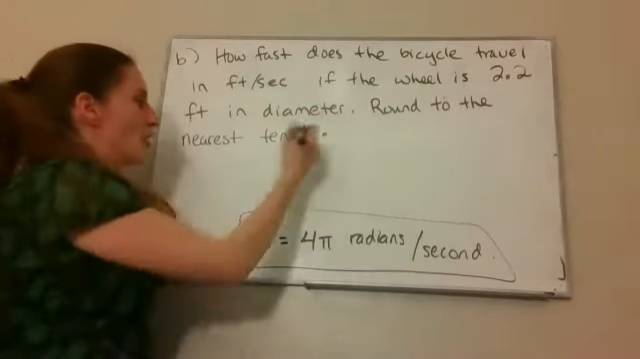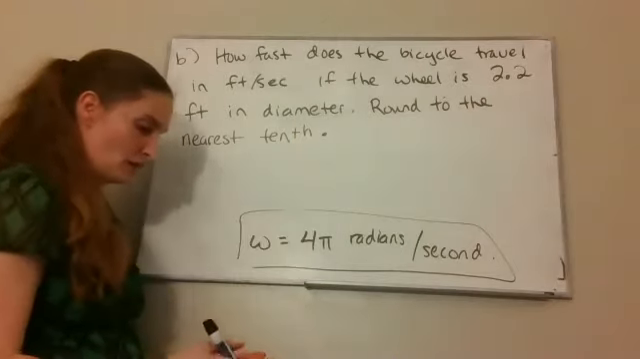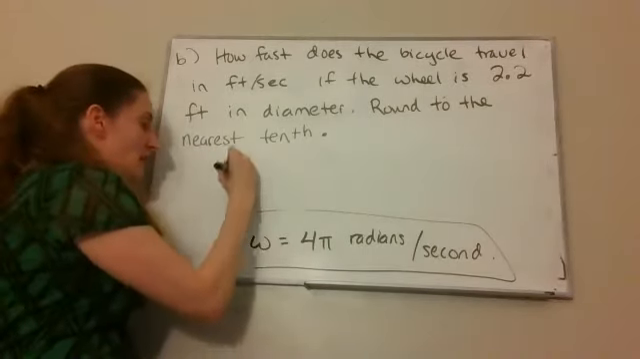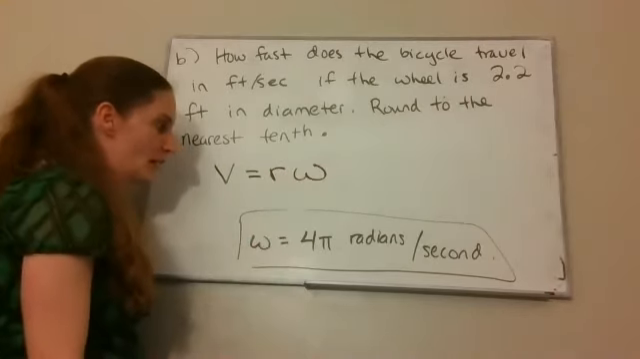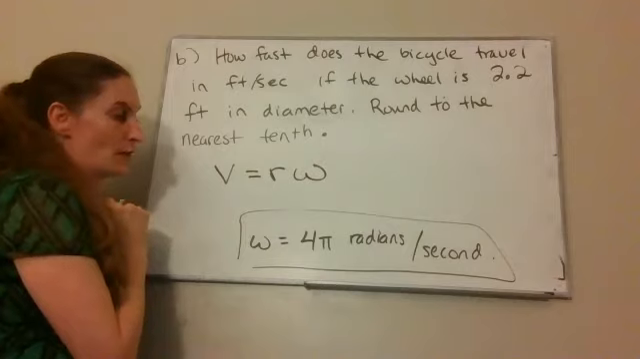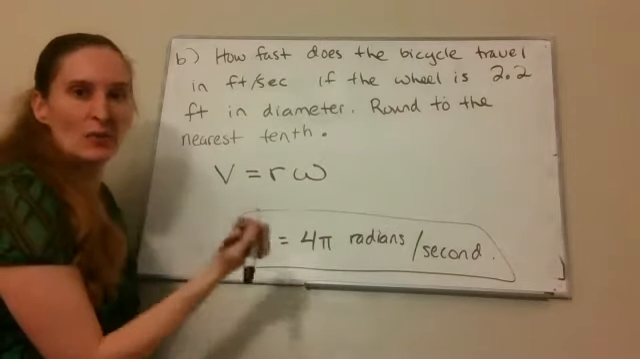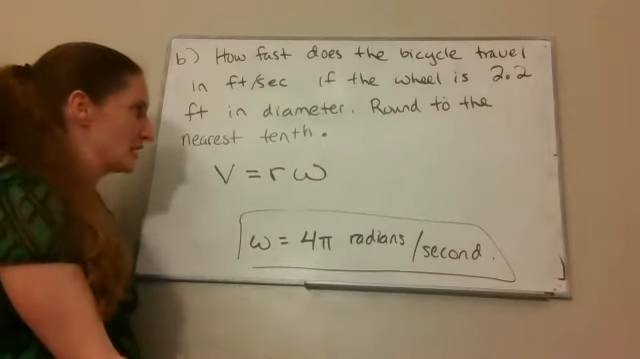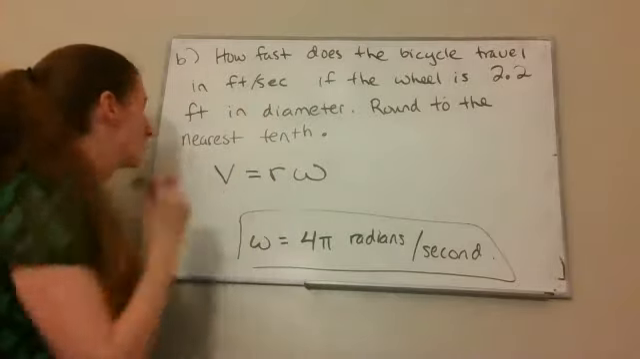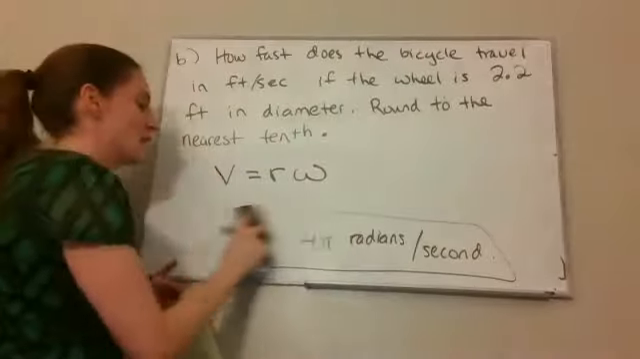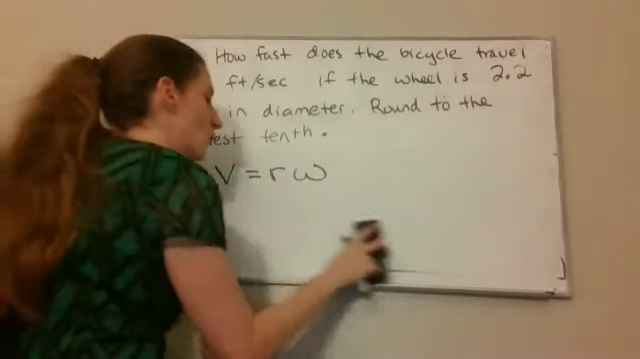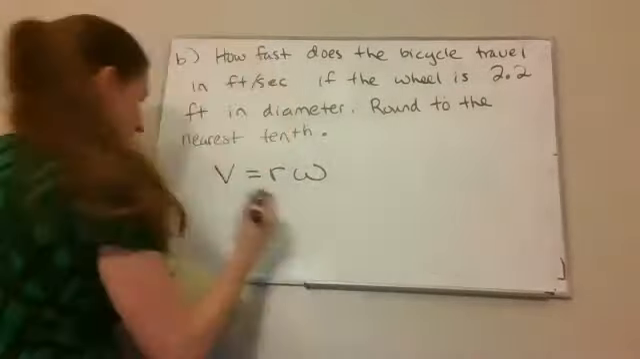Well, I know a formula for my linear speed. My linear speed is equal to my radius times my angular speed. And we just found my angular speed was 4 pi. But what's the radius of this wheel? Well, I know the diameter is 2.2 feet, and the radius is half of that. So my radius is 1.1 feet.